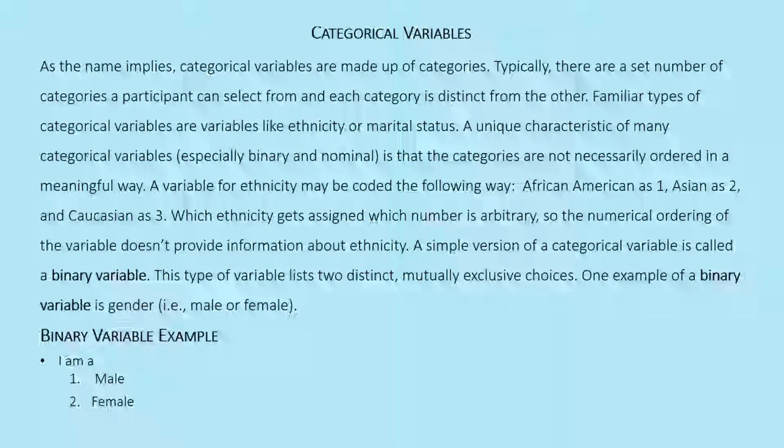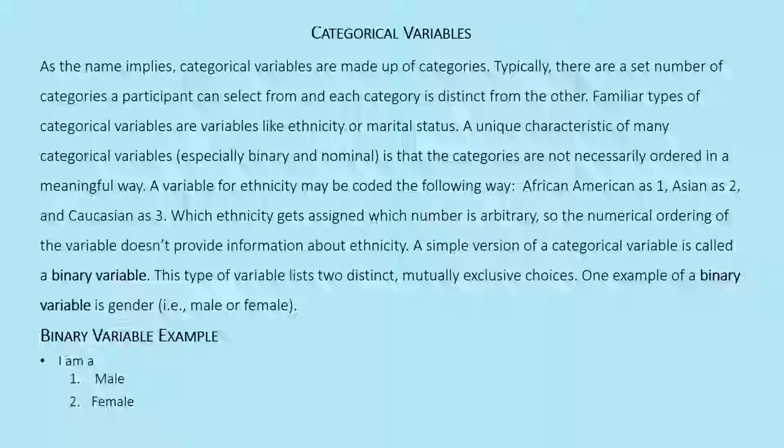Categorical variables are just as the name implies. They are categories made up of different items. Now, these items are a set number of categories that provide specific information, and they're distinct from one another. They're like providing information on marital status, the sex, or the ethnicity of someone. A unique characteristic of categorical data is that we use binary or nominal codes, and they are given numbers, a numerical representation of that particular category.